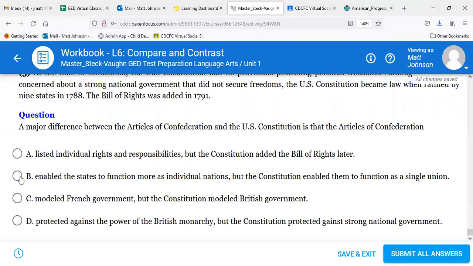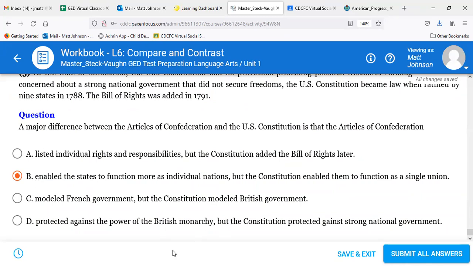So B as in boy, right? If we summarize the whole idea here, the Articles of Confederation enabled the states to function more like individual nations. And that's the whole idea of a state to start with. If you use state in any other part of the world, it means country. And that was part of the idea of the Founding Fathers. But the Constitution enabled them to function as a single union. So with the central government, there was more of a focus on the entirety of the United States rather than the individual states. So B as in boy for number 12.